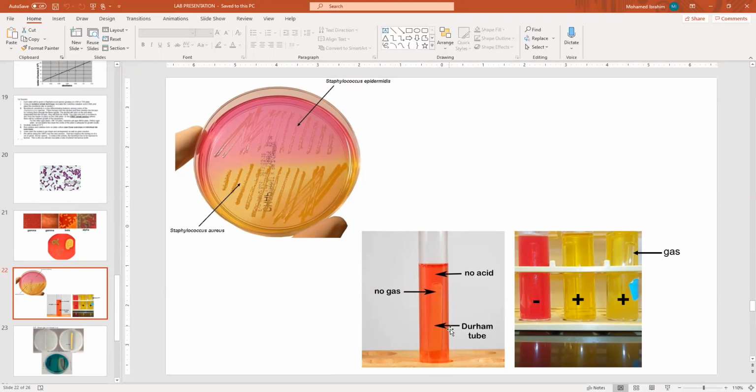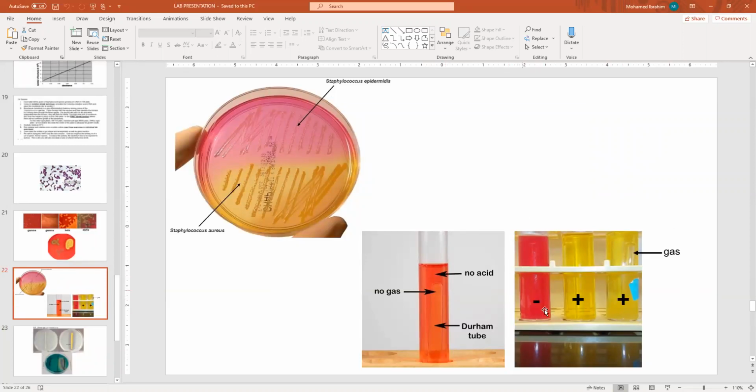And the main function of this tube is basically to accumulate any gas that is, if any, produced during fermentation. So during fermentation, if the bacteria is capable of producing gas, that gas is going to escape and part of it is going to be trapped in the Durham tube, as you can see here.